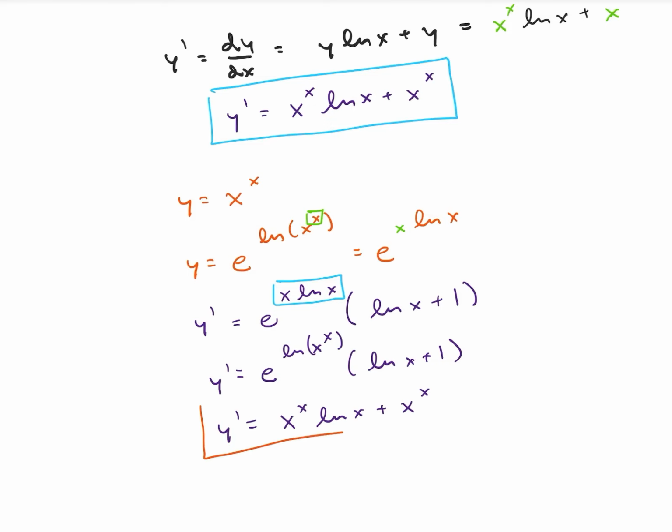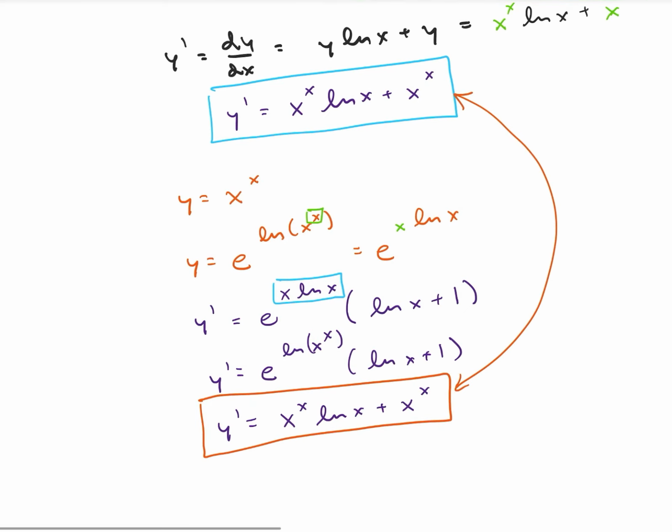So we've found our solution in two different ways. And we checked that although we use similar techniques here, we were able to get this derivative two different ways, both using the natural log.